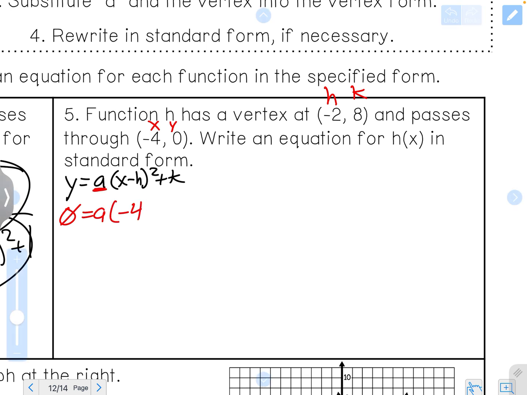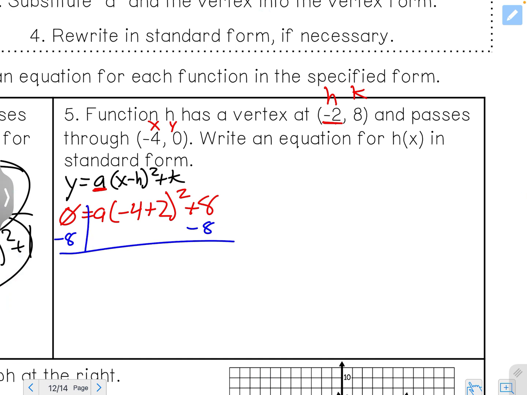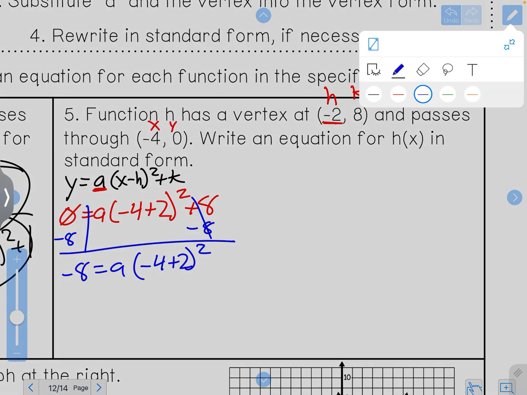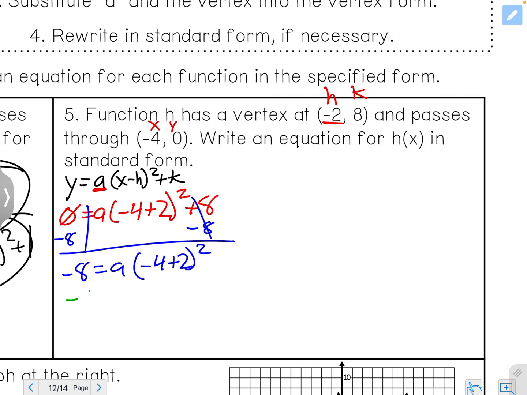Parentheses, x is -4 minus, but since h is negative, I'm going to have a double negative and it becomes positive, squared plus our k, which is 8. So again, I'm going to get the 8 out of the way. I'm going to move it to the other side. So I get -8 equals a, parentheses, -4 plus 2, squared. Now I'm going to do what's in the parentheses. So -8 equals a, and -4 plus 2 is -2, and I'm going to leave it squared.